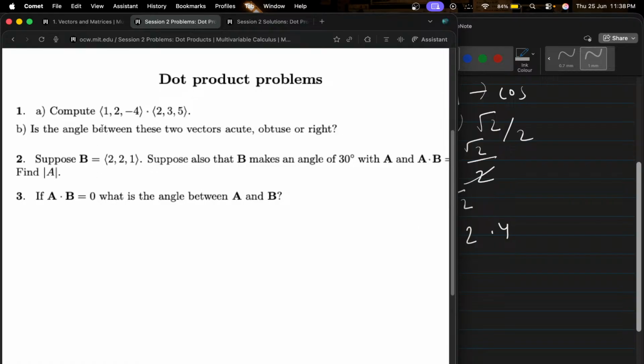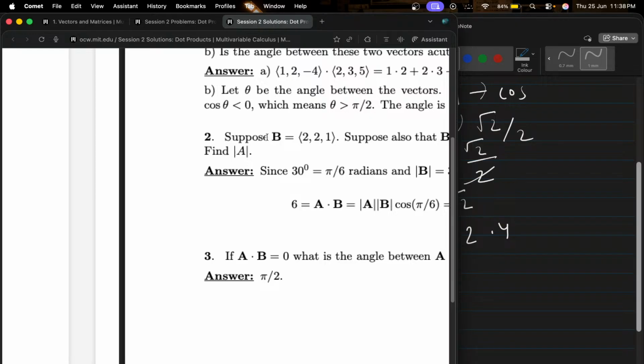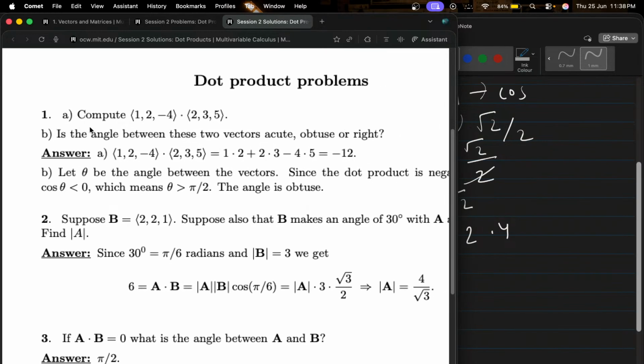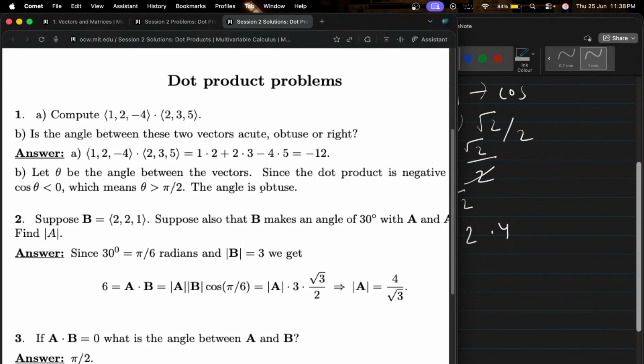Okay, and we can compute this. So 2 plus 6, 8, plus minus 20, minus 12. Is the angle between these two vectors acute, obtuse, or right angle? How do we find the angle? That's the question. How do we find the angle?